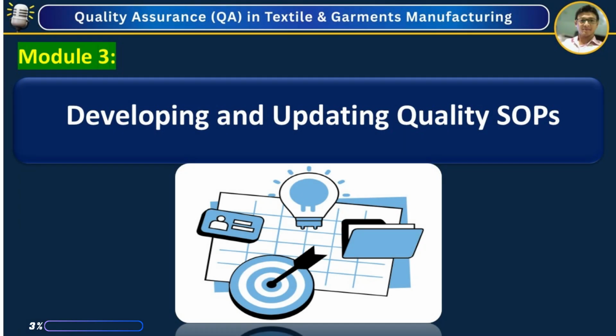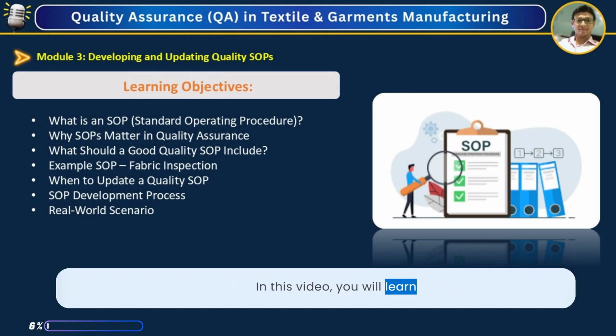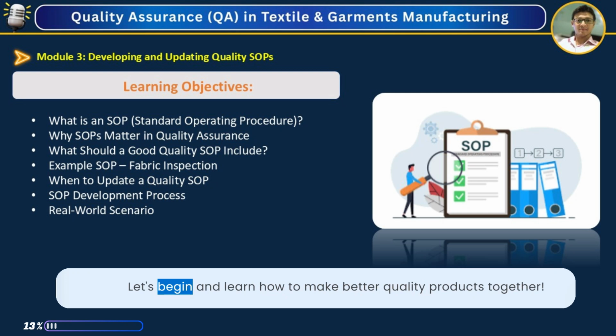In today's video, we will talk about Module 3, Developing and Updating Quality SOPs. In this video, you will learn what is an SOP, why SOPs matter in quality assurance, what should a good quality SOP include, example SOP, when to update a quality SOP, SOP development process, and real-world scenario. Let's begin and learn how to make better quality products together.